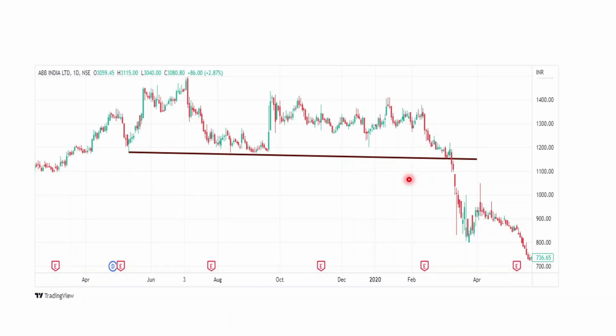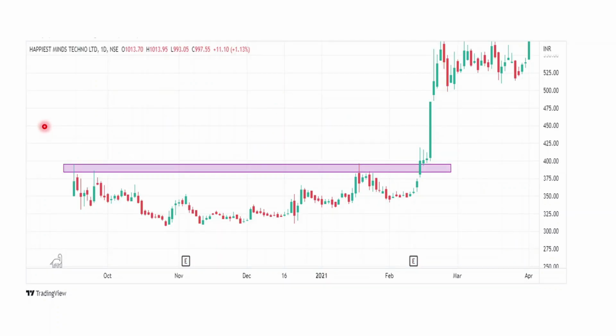These are some examples. This is ABB India. You can see once it crossed this level, then it went down without any stop. So it crossed the trend line and spent some time and then it moved. Similarly, one more company we can see here. Once after crossing this one, it spent some time, then it moved upside. So this is accepted. After crossing the trend line, the price is accepted.